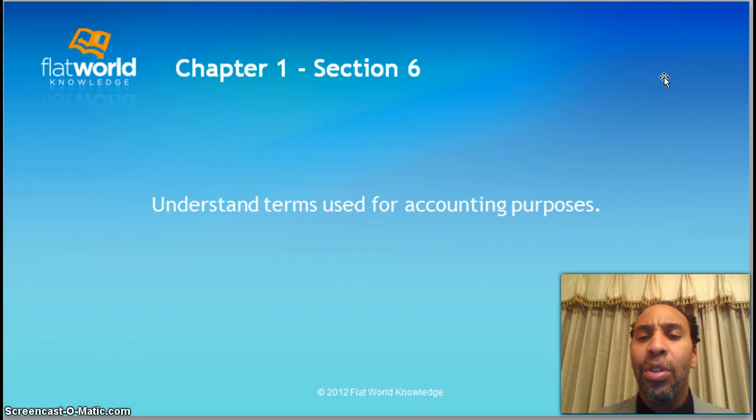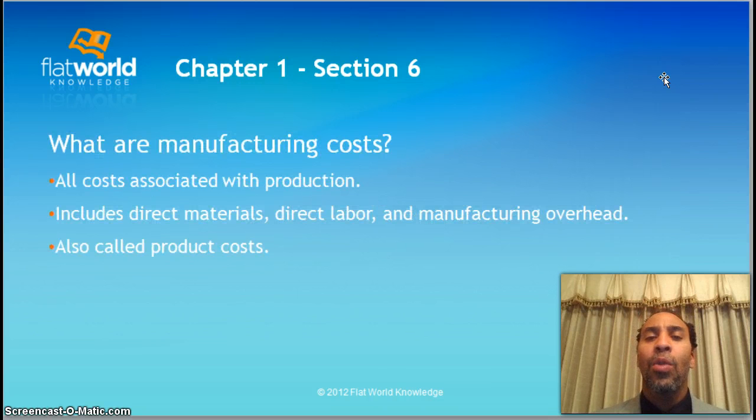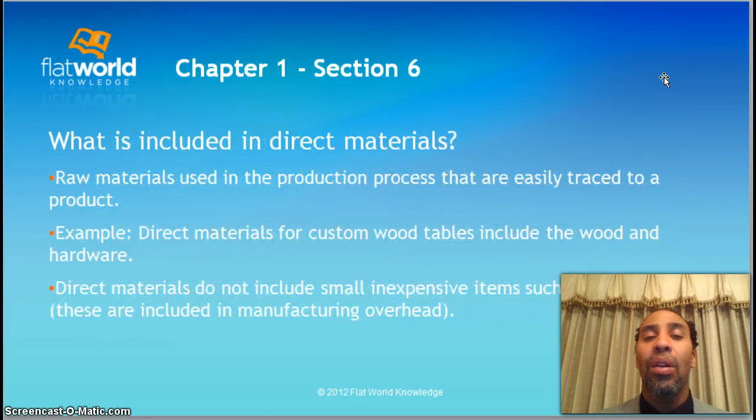So we want to understand terms used for accounting purposes. What are manufacturing costs? All costs associated with production, right? So anything associated with producing something, that's a manufacturing cost. It includes direct materials. Let's say we're building a desk, those direct materials are going to be wood. Direct labor, and we're still dealing with that desk, it's me, John Johnson, the individual who makes the desk. And manufacturing overhead. We'll discuss in the next few slides exactly what falls under the manufacturing overhead category. But these manufacturing costs are also called product costs.